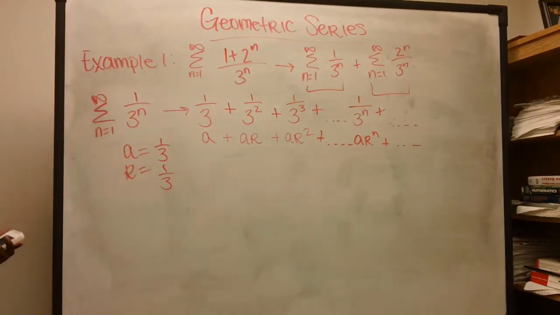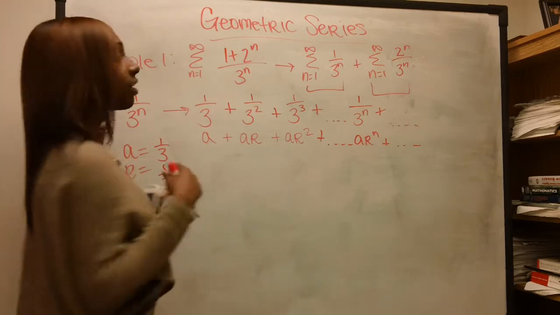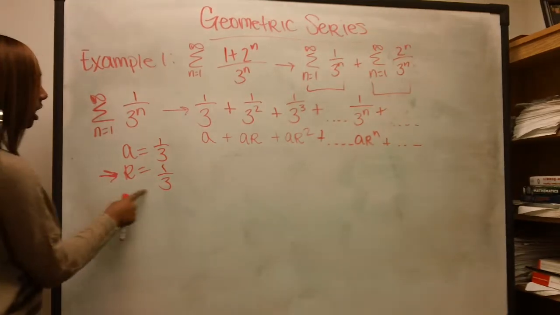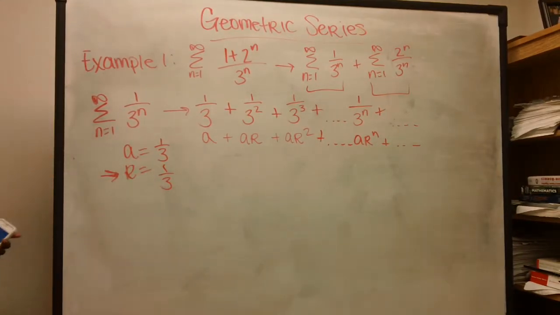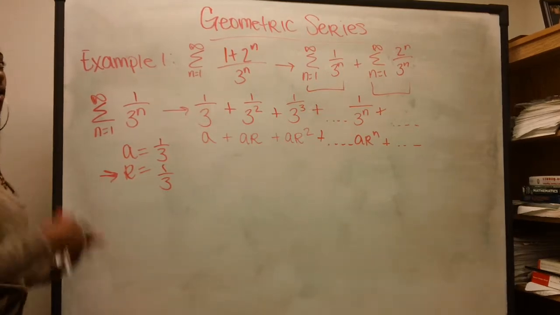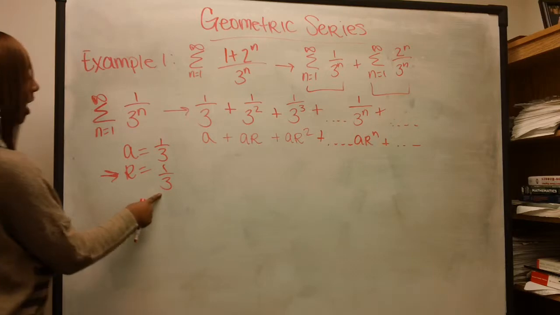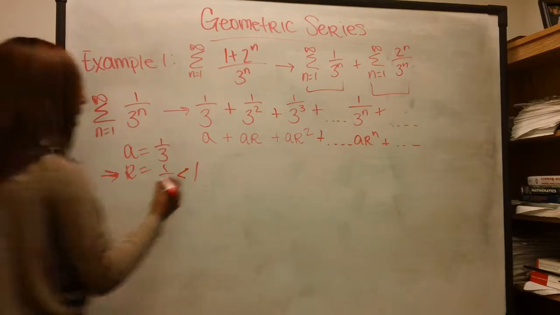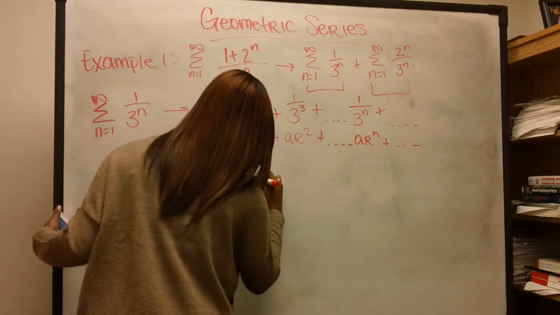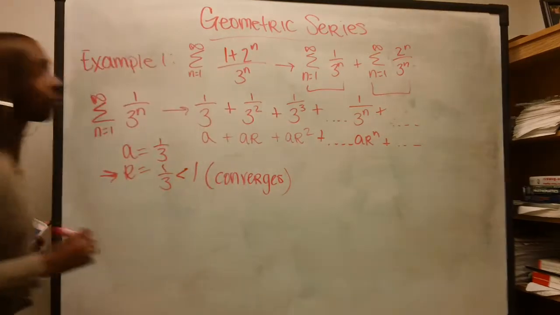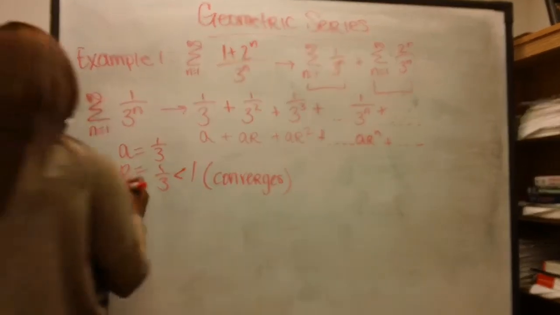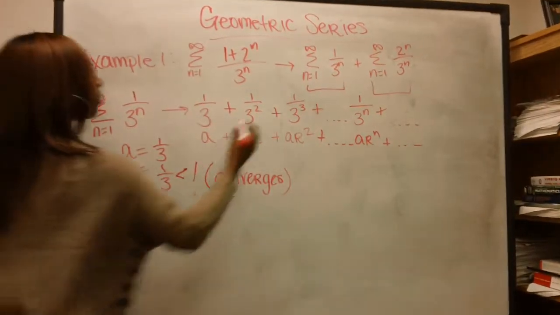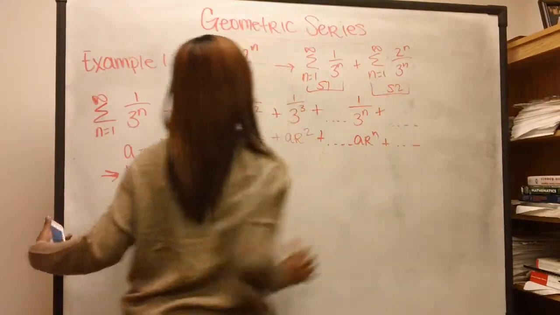Okay, so now you need to look and see if this is a geometric series and if it converges. In order to do that, you're going to look at your R and see whether the absolute value of R is less than 1. So the absolute value of 1/3 is less than 1, which means that this is a geometric series, and it means that this series converges, which means that we can continue on to find the sum of this series. And the sum of your first series, because remember we have to do a second one. So sum 1, sum 2.